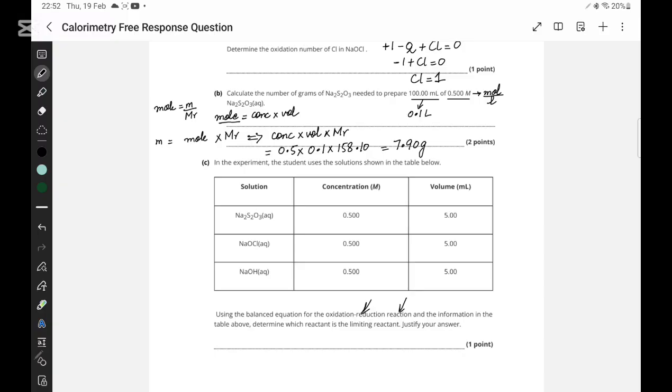In this part they are saying use the balanced equation for the oxidation-reduction reaction and the information in the table above to determine which reactant is the limiting reactant. So first let's find the number of moles, because concentration and volume are the same. So 0.5 times 0.005, as it is in milliliters we have to convert it into liters, and the moles are the same for everyone, 0.0025 mole.